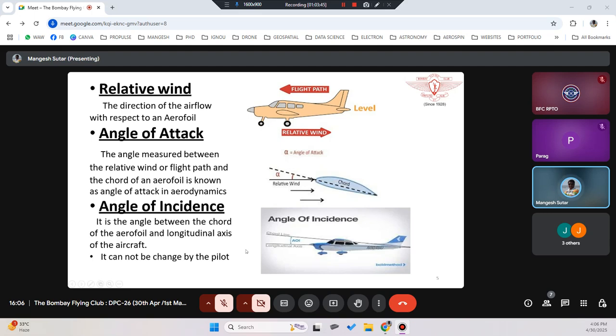The longitudinal axis is nothing but the axis from the tip of the aeroplane to the tail of the aeroplane. The angle it creates between the longitudinal axis and the chord line is called the angle of incidence. It cannot be changed by the pilot at any point in time, because it is defined during the designing of the aeroplane.